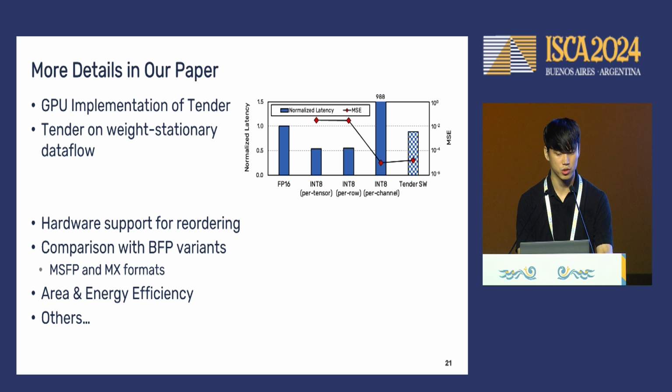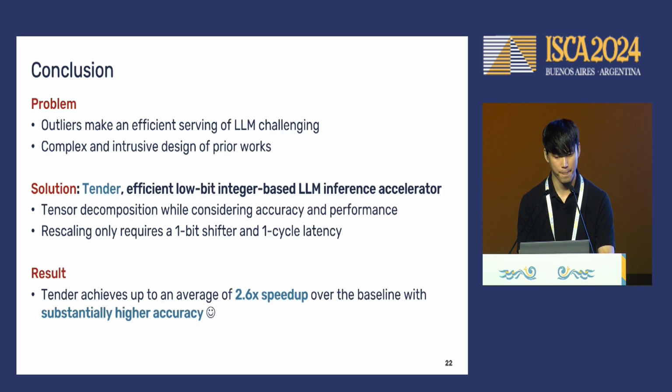We also discussed the GPU implementation of Tender as well as how to support weight stationary dataflow, so please check our paper for more details. In summary, we propose Tender, an algorithm-hardware co-design for efficient LLM inference. By carefully grouping columns considering hardware efficiency as well as accuracy, our approach requires small overhead while achieving up to 2.6x speedup over the baseline with substantially higher accuracy.